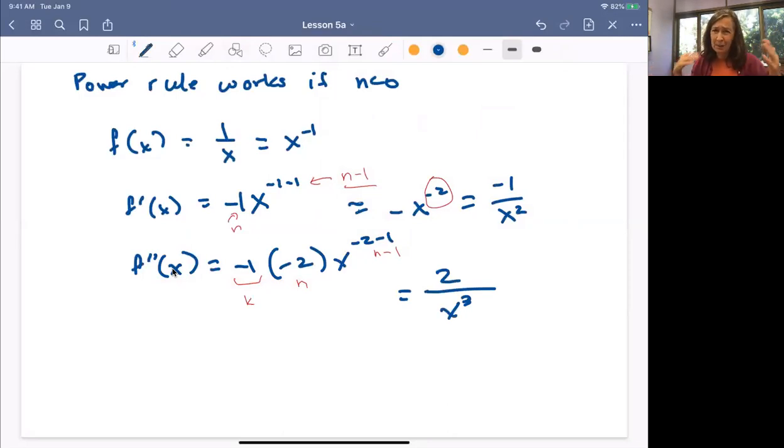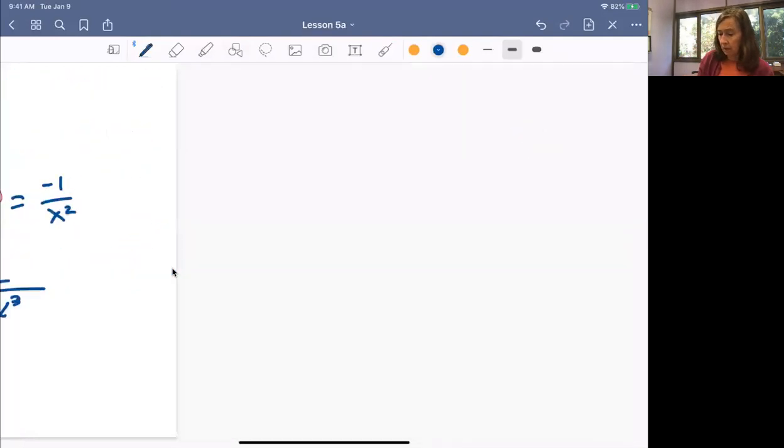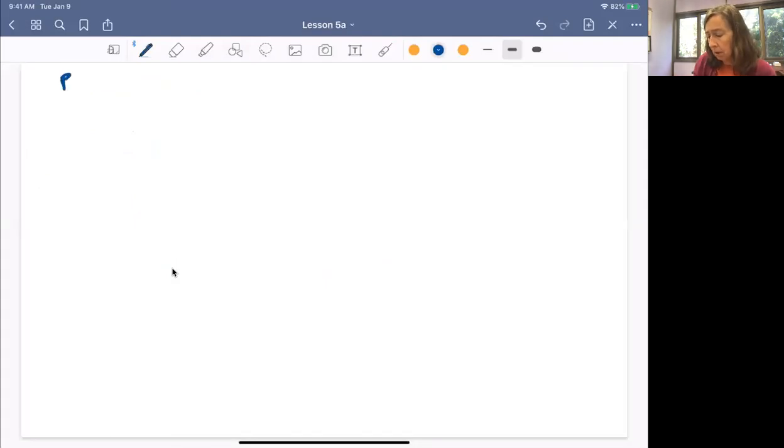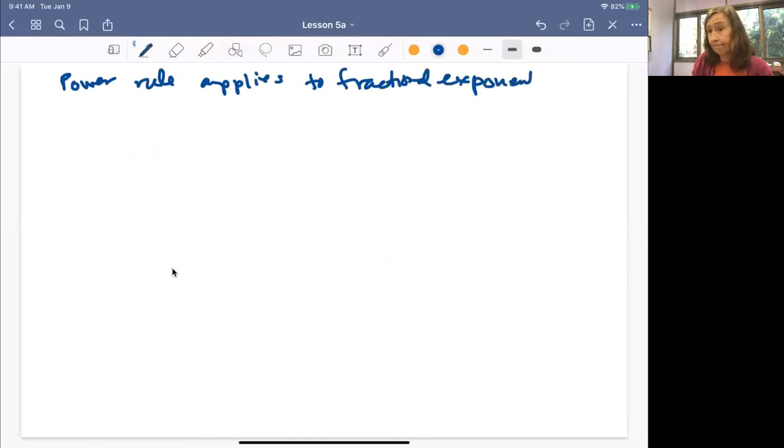Okay. So in one sense, the power rule applies just as easily to negative exponents as it does to positive exponents, but there is that kind of tricky issue that you have to manage those negative signs. And another great thing about the power rule is that it applies to fractional exponents. Okay.